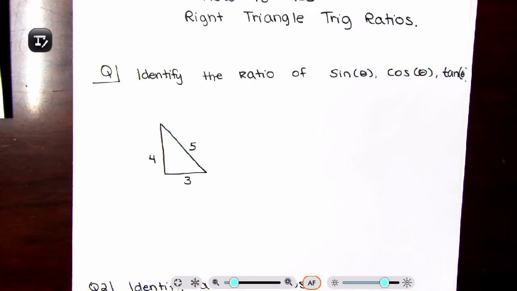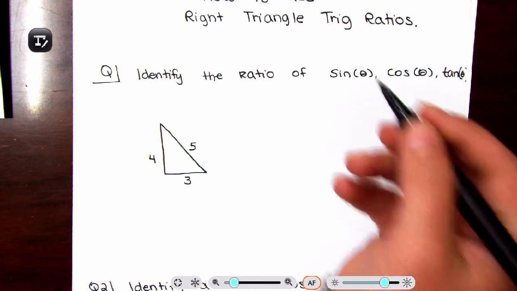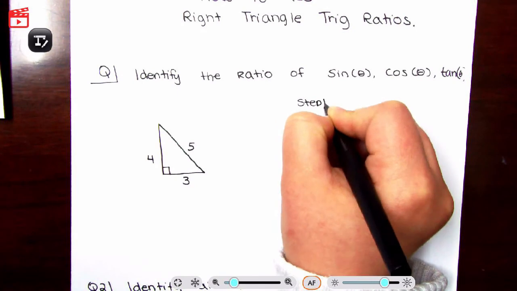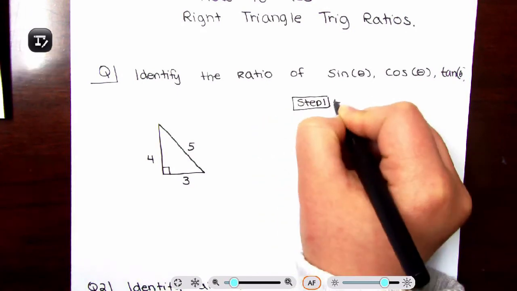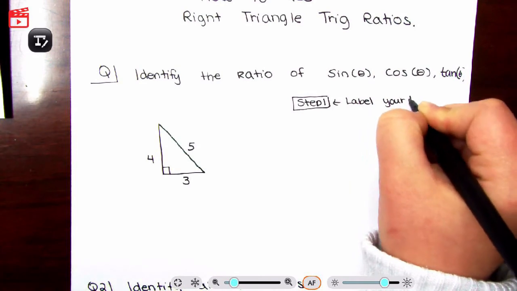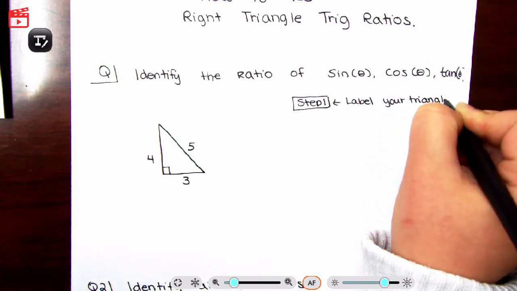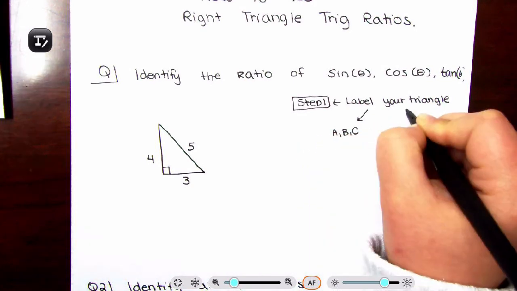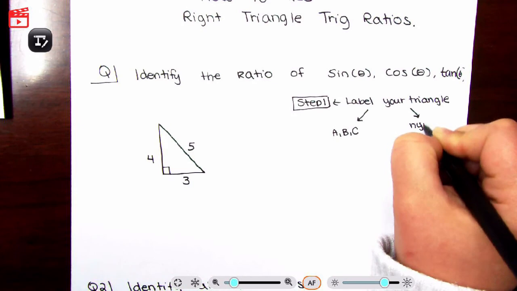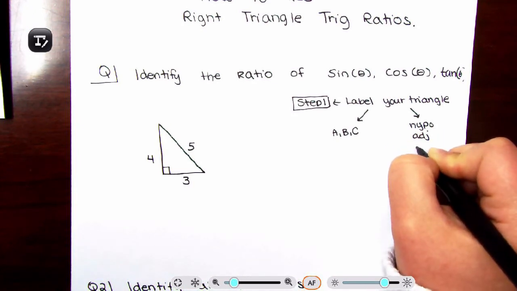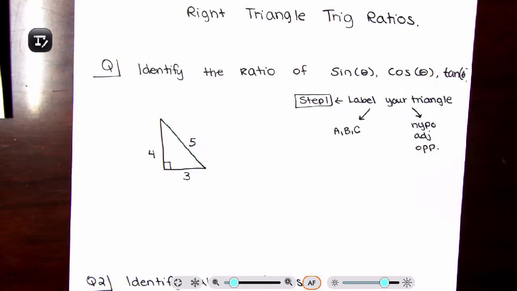So how do we use the right triangle trig ratios? Step number 1, there should be a right triangle. Step 1 is always label your triangle. Now what does that mean? That means your ABCs and your hypotenuse, your adjacent, and your opposite. You want to label all of it.